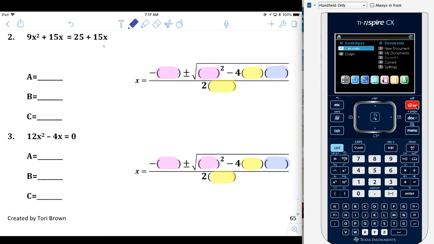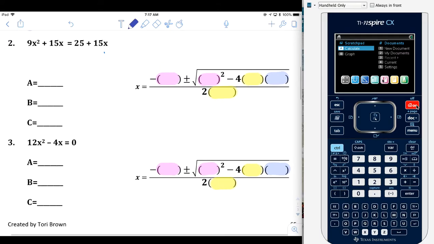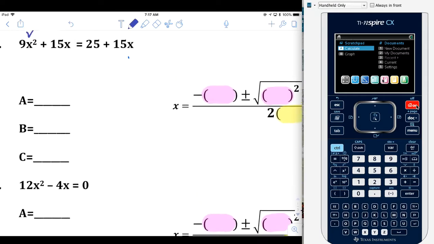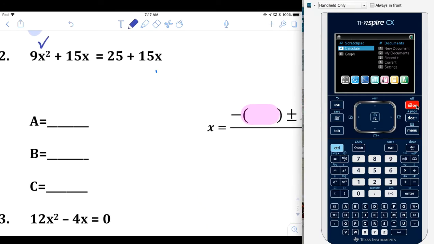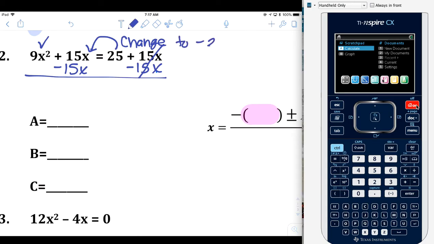Second problem. Looks like my x squareds are all good. They're in the right spots. However, my x's are a little spread out. So if I want to get my 15x to the other side and combine it with the other one, I'm going to have to cancel him off. What I do to one side, I do to the other. So these are going to be gone, and that 25 is going to move over. I'm going to make a note that we are going to change to a minus 25.